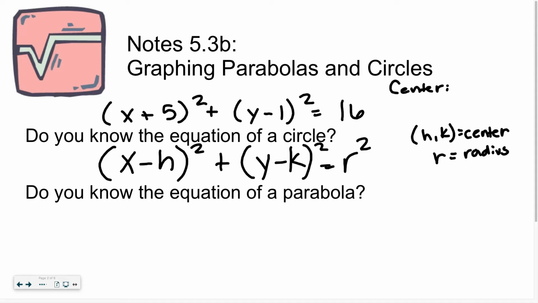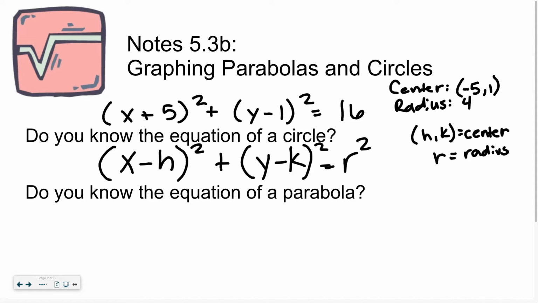Careful. -5, +1. H and K in this case both look like opposites because they have the minus sign in front of them. So when you put in +1, it looks like y minus 1. And then what's your radius? 4. Why is the radius not 16? Because that's r squared, right? So to find the radius, you always square root the number on the outside.